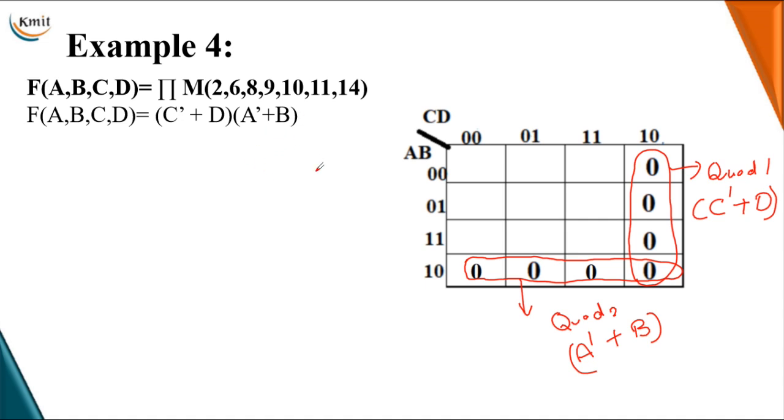Now, upon getting each sum term, we need to multiply all these group sum terms, then we will obtain your minimal expression, which is C bar or of D and of A bar or of B. So like this, we are going to minimize your given functions in SPOS form using K-map method.